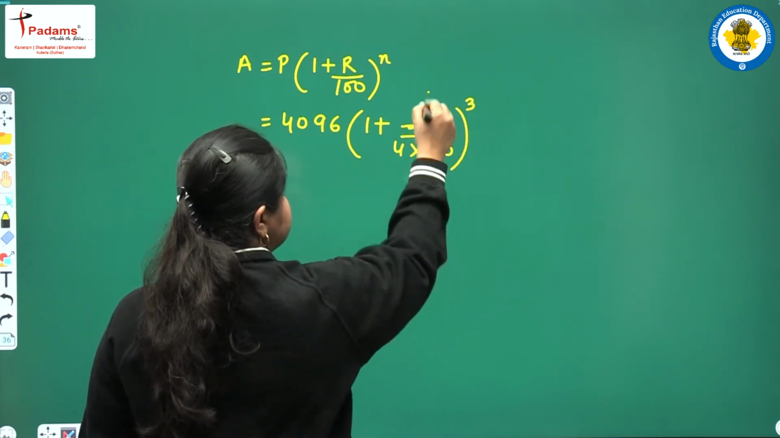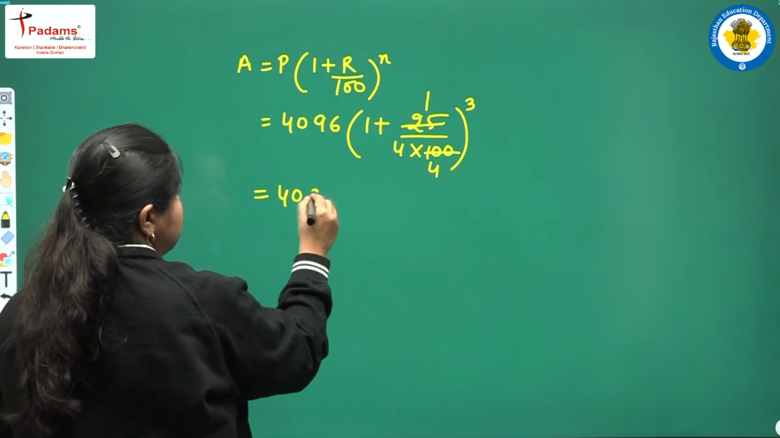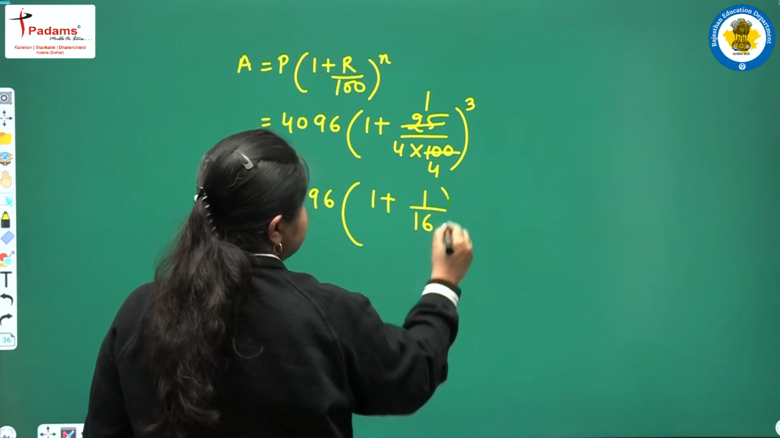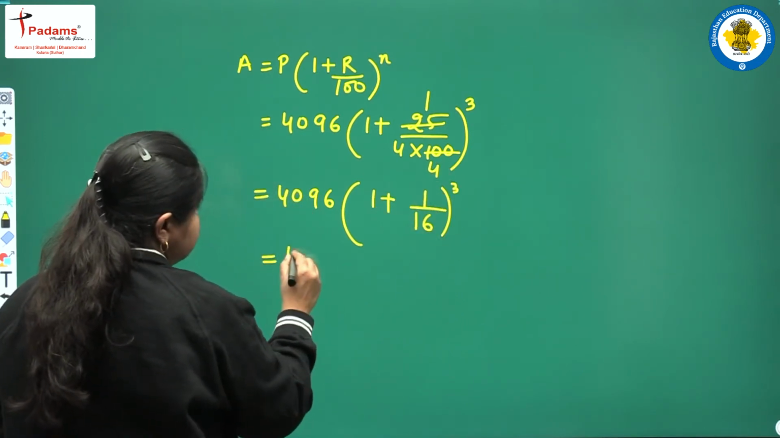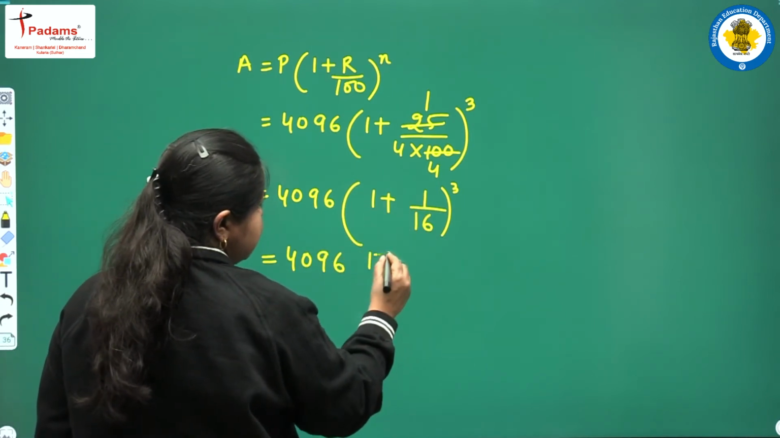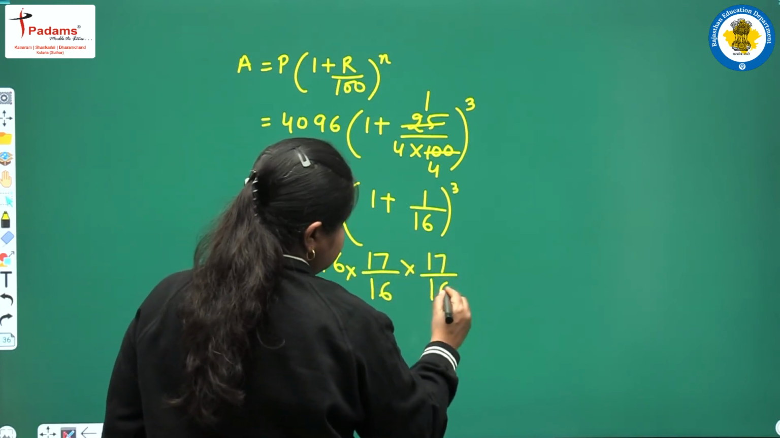इसको simplify करते हैं, ये 1 times और ये 4 times cancel हो जाएगा 25 से. 4,096 इंटू 1 प्लस 1 अपॉन 16 हो जाएगा ये होल क्यूब. दिस विल बी 4096 और ये 1 जा 16 प्लस 1, 17/16 हो जाएगा और 3 टाइम्स हो जाएगा.